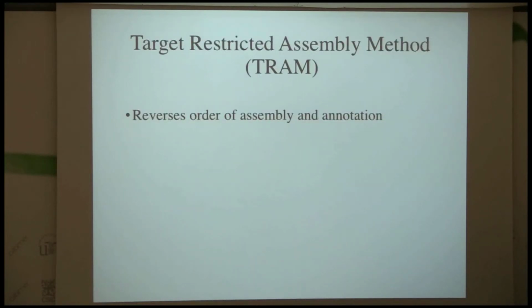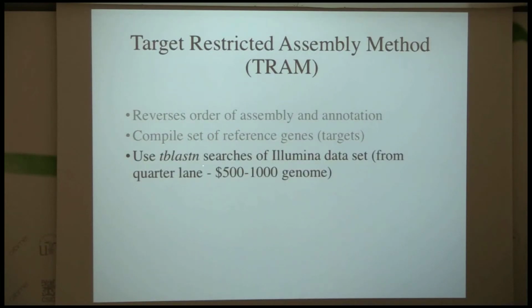And we also need a method of assembling genes. And so we've developed this method called Target Restricted Assembly Method, or TRAM. It basically reverses the order of assembly and annotation. So first we compile a set of reference genes or targets that we're interested in assembling for phylogenetics. And then we use blast searches, tblastn, of an Illumina data set from about a quarter lane. This is where we're getting the price per genome.